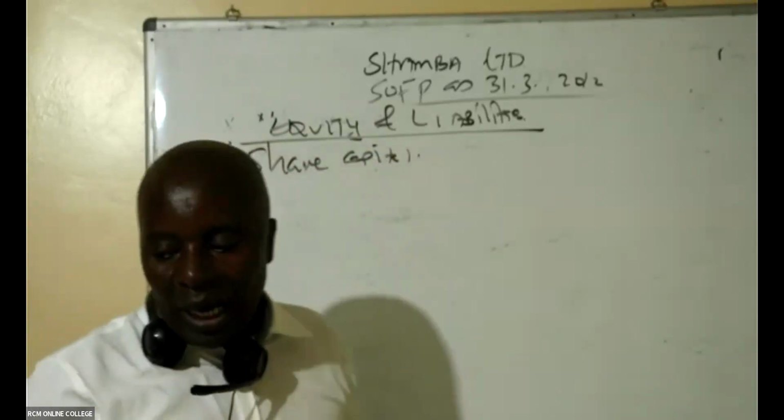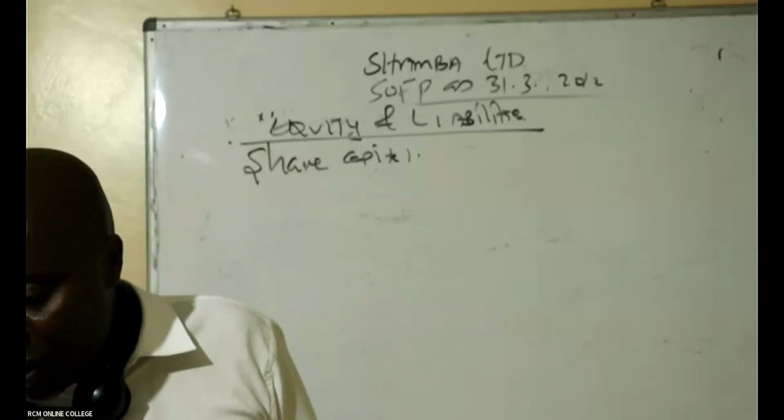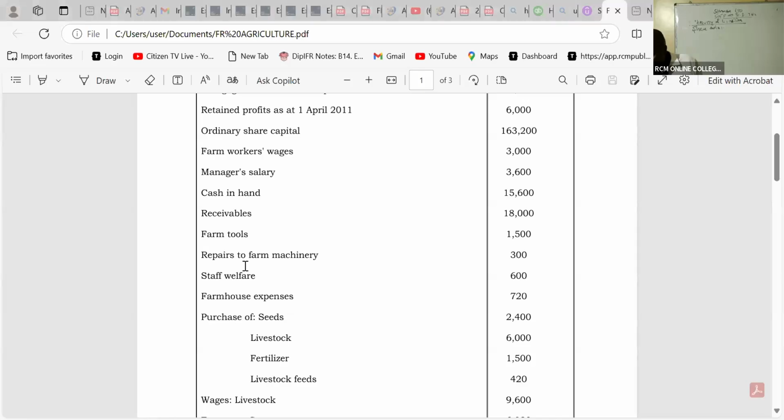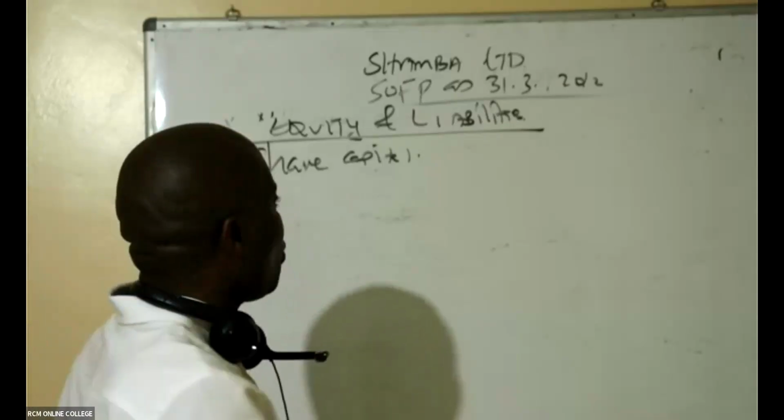Please go to your trial balance and then pick the share capital. Is there anybody who is able to pick? You can see here ordinary share capital, 163,200.